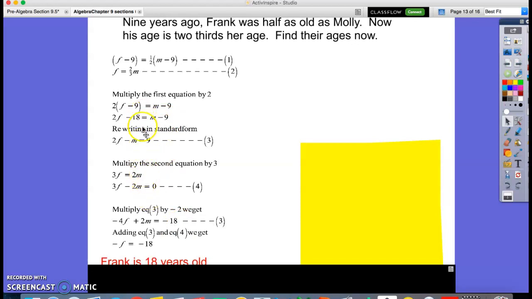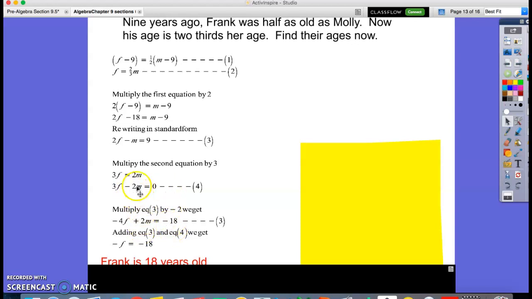Now I'm going to use the method of elimination. So I need to make this 2M so that I can cancel this out. So I'm going to make it plus 2M so that I can just add these two equations. So I'm going to multiply this equation 3 by negative 2. I get negative 4F plus 2M equals negative 18. Now I'm going to add these two.